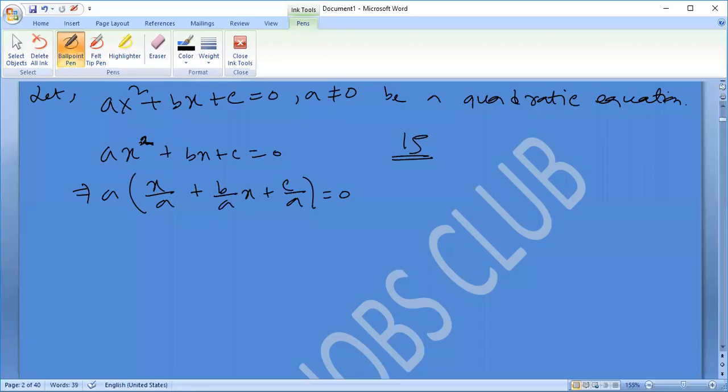Now, solving a quadratic equation by the square method, first you have to take the coefficient of a common. So within the bracket it will be x square by a, then b by a, and c by a. After this, are all of you clear?